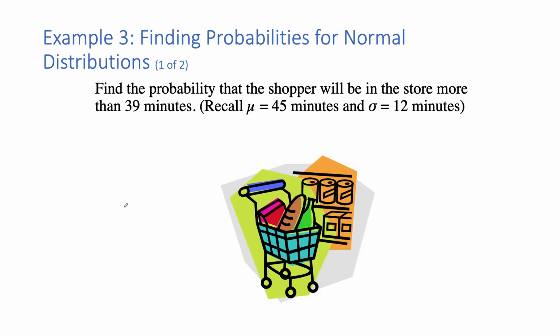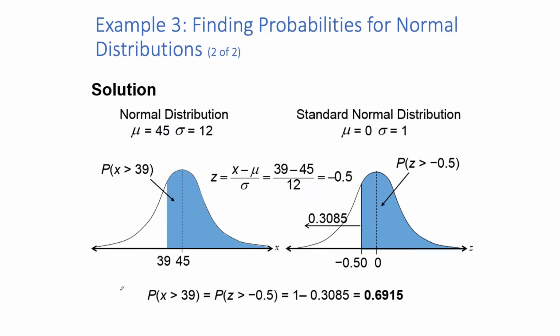Similarly, here's a second example. Find the probability now that a random shopper will be in the store more than 39 minutes. Same mean, same standard deviation, same distribution, everything is the same. But the crucial thing here is that it's more than 39 minutes. Okay. So we start with the same distribution.